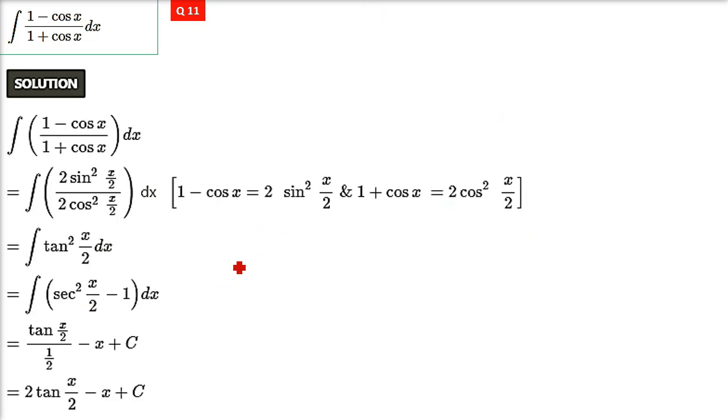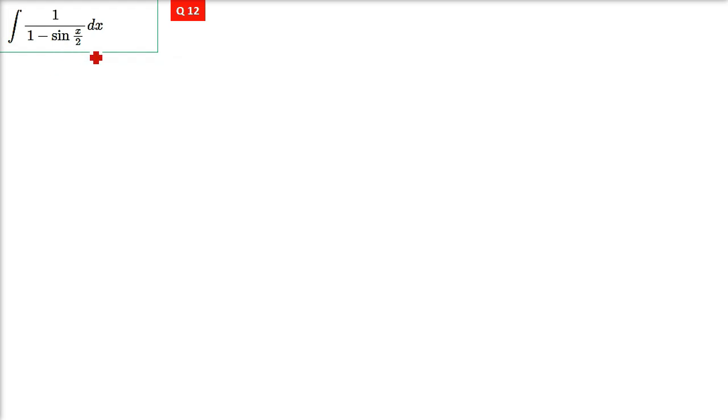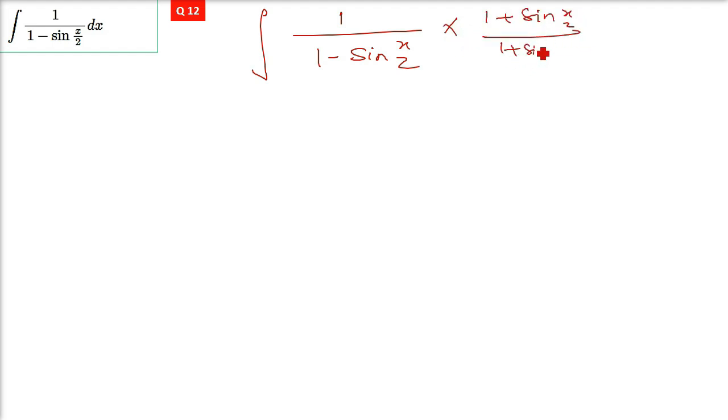Please ponder upon it. And this one is 1 by 1 minus sin x by 2. So this is also a similar one. If you make it as cos of 90 minus theta, it will be quite easier. But we can take another approach. 1 minus sin x by 2 is 1 minus cos of 90 minus x by 2, and that uses the formula. But here we are going to multiply it by 1 plus sin x by 2, we are going to rationalize it.